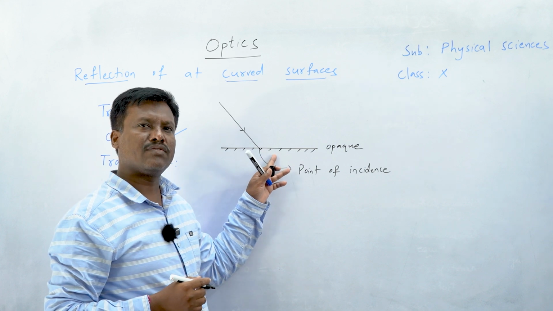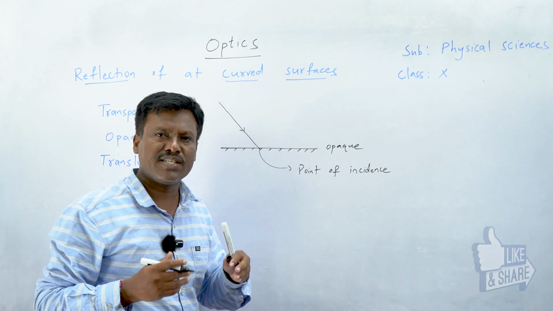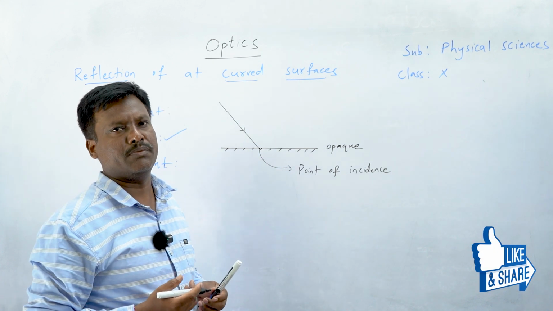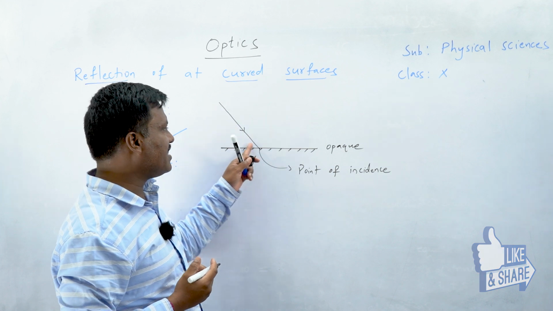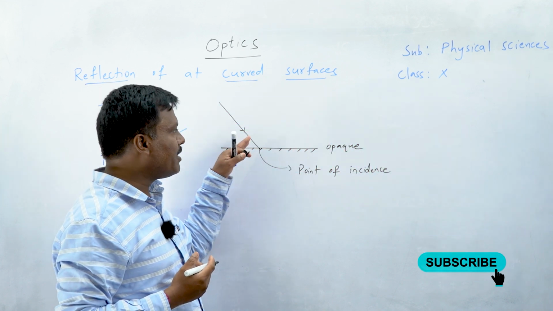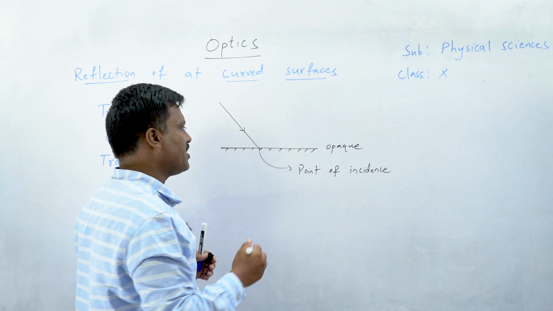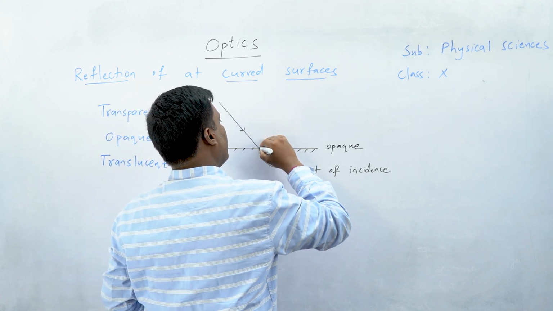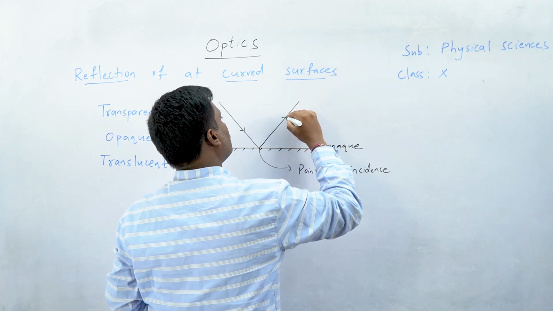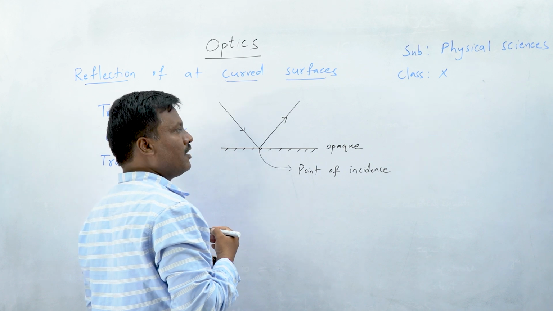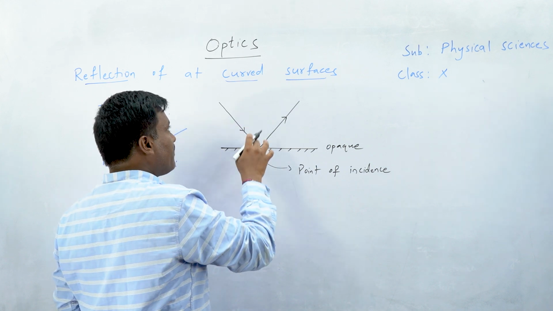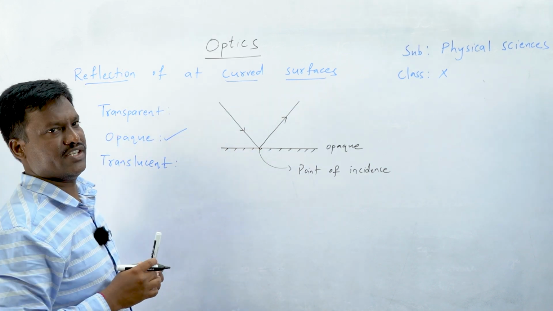Generally, what is the nature of opaque bodies? Opaque bodies do not allow the light to pass through them. Then what happens? The ray which is incident on the opaque body bounces back, because opaque bodies do not allow the light. That is why this ray bounces back to the same medium. This particular phenomenon is called reflection.